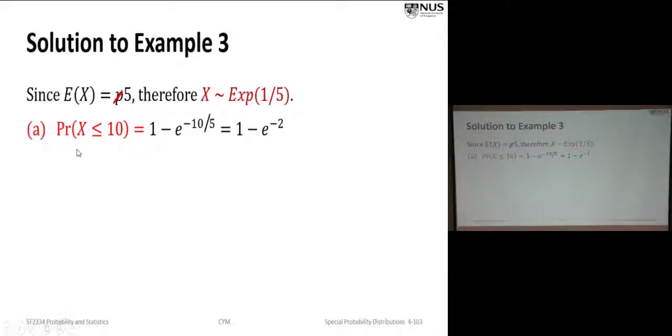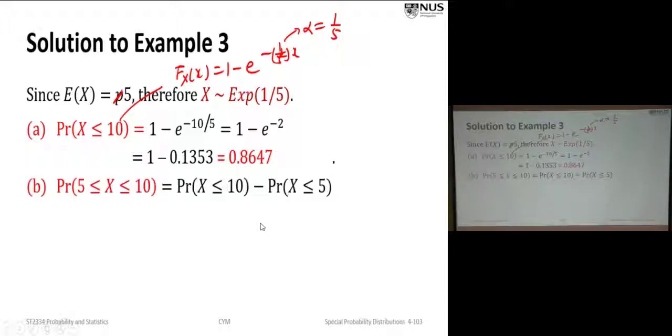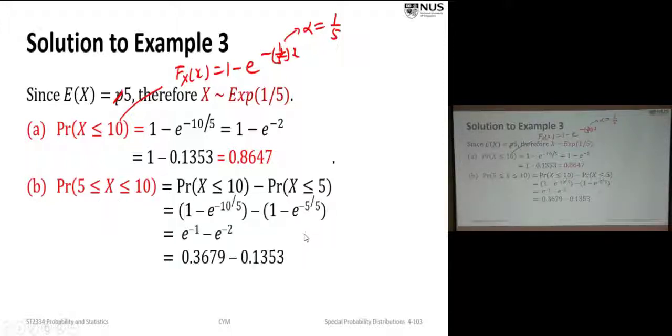Now we make use of what we just learned. F of x equals 1 minus e to the power minus alpha x, where alpha equals 1 over 5. We just substitute x equal to 10 and get 0.86. So the response time is less or equal to 10 with probability 0.86. For between 5 and 10, we just work it out, and this is the answer, 0.23. So it's quite a standard way to do things.